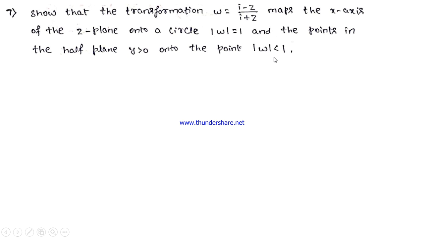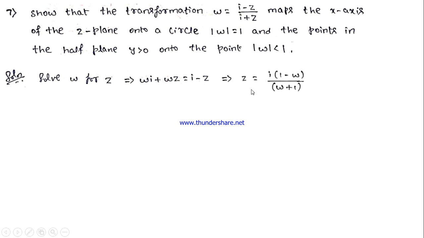Now to prove this, first let me solve this expression for z. w is given as a function of z. I need to rewrite it as z as a function of w. So cross multiply and group the z expressions, and you can note z becomes i times 1 minus w, and here z is taken to the left hand side, so w plus 1 comes to the denominator. So we have expressed z as a function of w now. Now the question is I want the x-axis. The x-axis is nothing but y equal to 0. Which means I need to know the value of y first to go further.